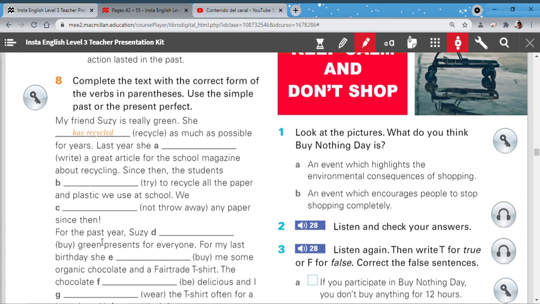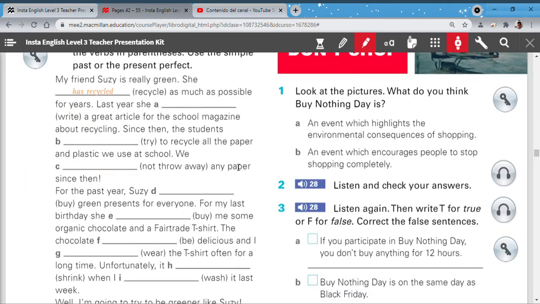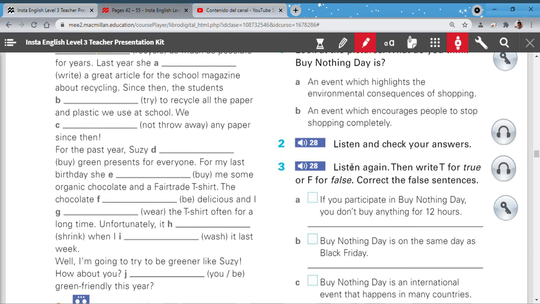Letter A. Here we have two alternatives. An event which highlights the environmental consequences of shopping, or an event which encourages people to stop shopping completely. What could it be? Remember, the topic is about the environment. Okay, the answer is there. Listen and check the answers. We're going to listen in a minute.